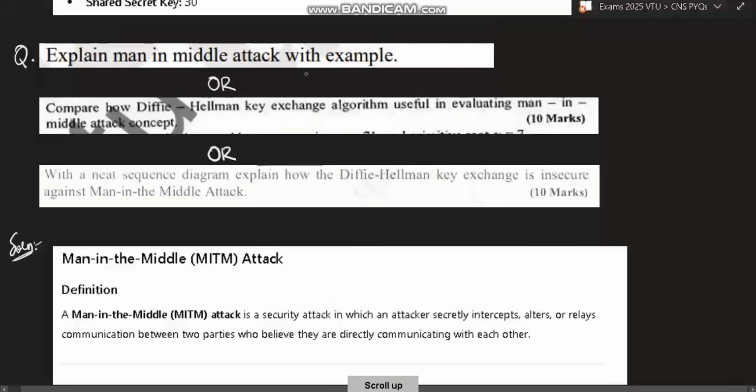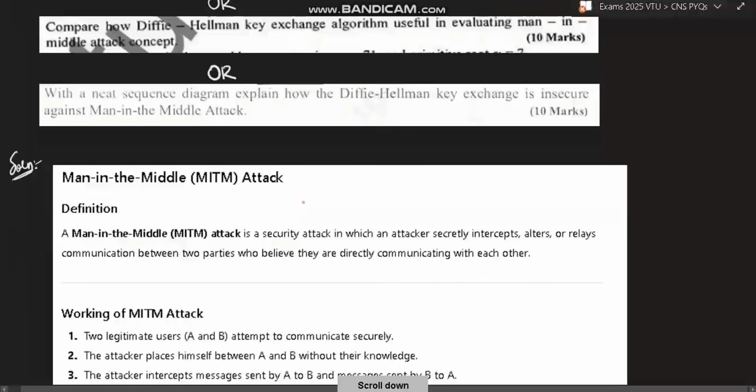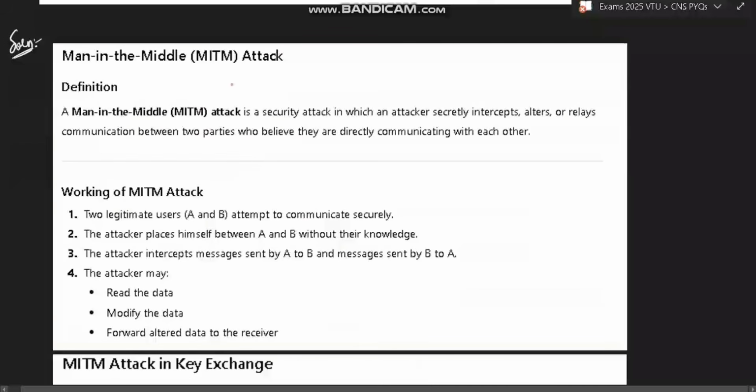Okay, so how it happens, that we have to explain in this question, and you have to also write a neat sequence diagram. Okay, I have not included the diagram here, but the diagram is also very simple. Just if you go through this in your mind, in your imagination, the diagram will start getting created. That same thing you have to write in the exam sheet also. Okay. Now, what is a man-in-the-middle attack?